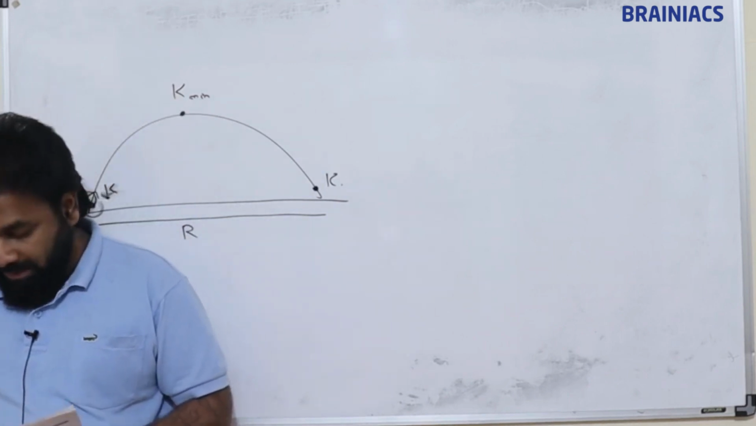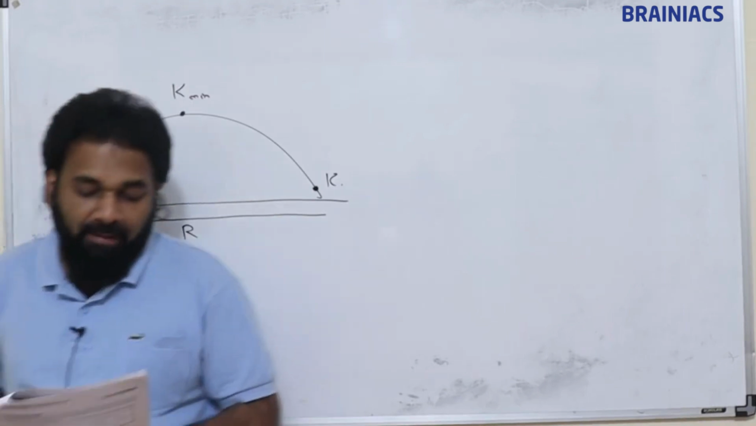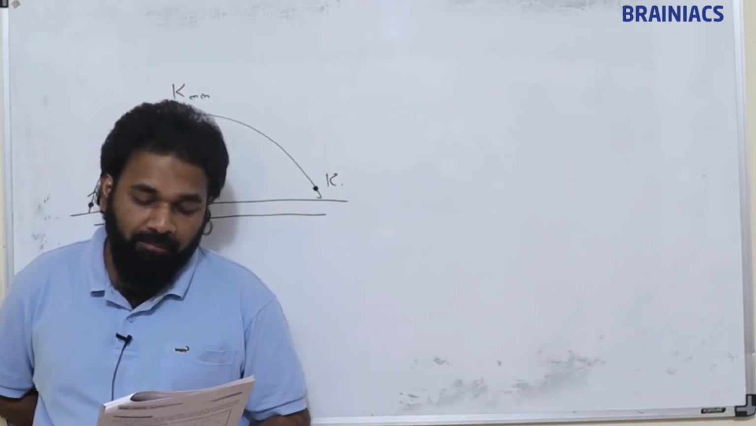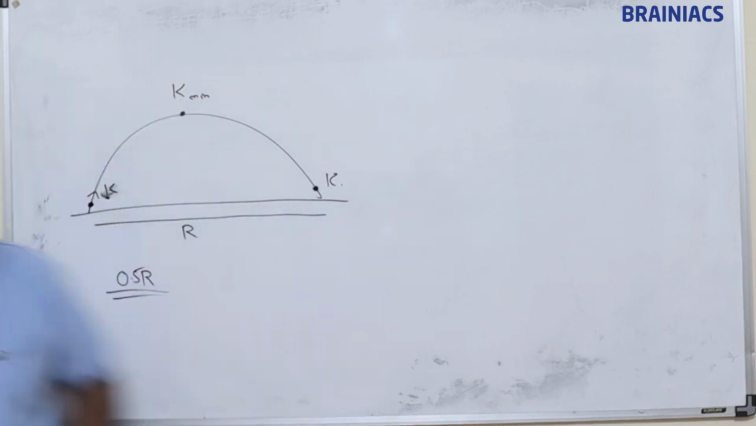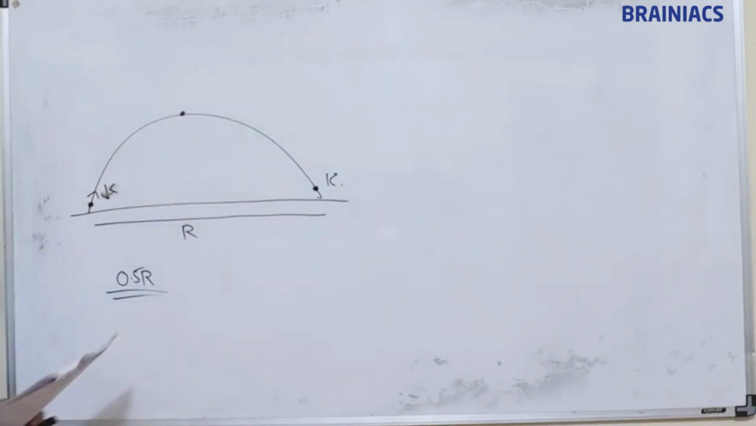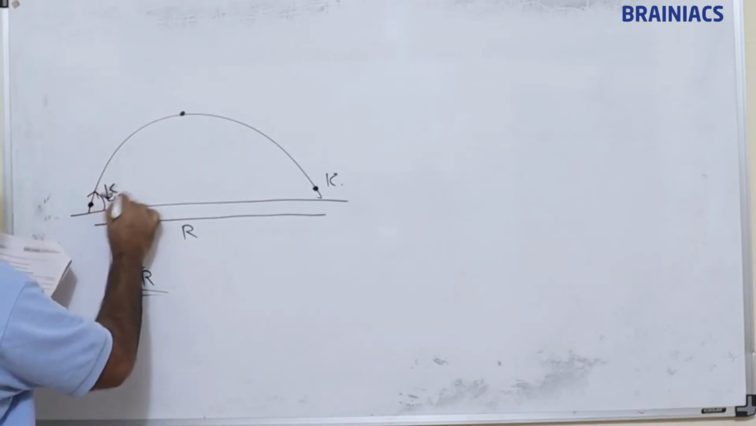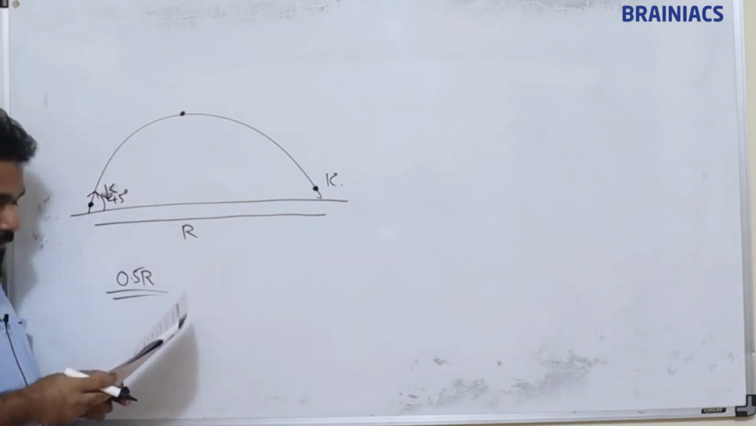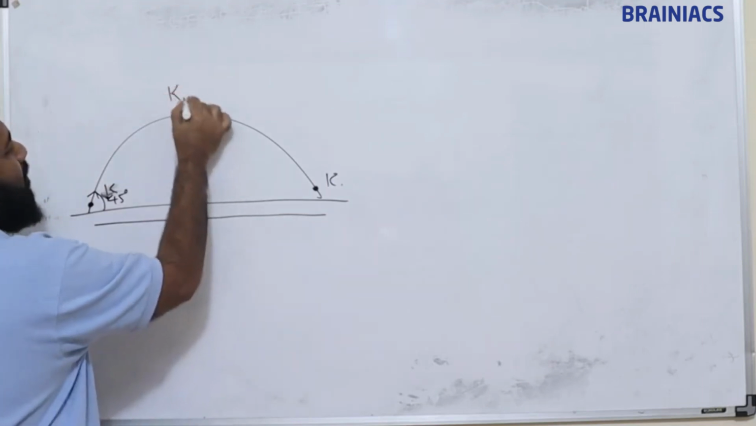Okay, next question 7. A particle is projected making angle 45 degree with the horizontal, having kinetic energy k. What is the kinetic energy at the highest point?